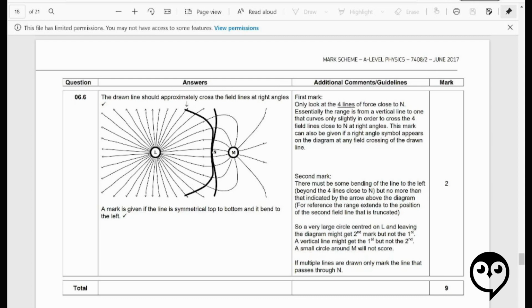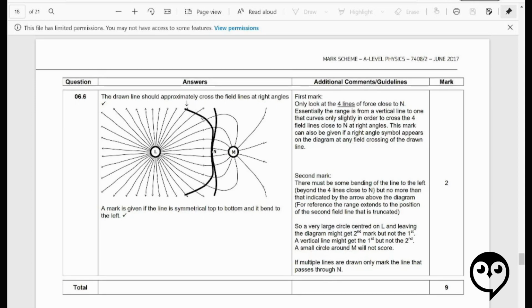A mark is given if the line is symmetrical top to bottom and it bends to the left. So you need something like this. Okay, this is perpendicular. I agree with this second line on the right here, but this here I don't see. I think this should probably go out straight.